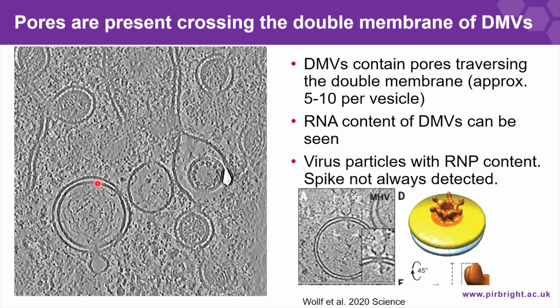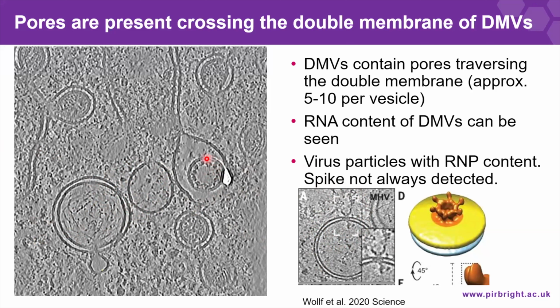A DMV diameter is about 200 to 250 nanometers, so we would never get the full thickness of a full vesicle within the lamella that we're imaging. But we can approximate that there must be about 5 to 10 pores per vesicle. And Patrick is doing some sub-volume averaging so that we will hopefully be able to compare the structure of our pores with those that have been imaged previously for MHV and SARS-CoV-2.